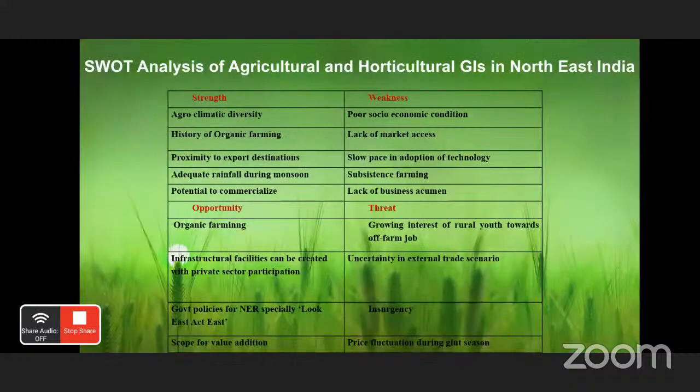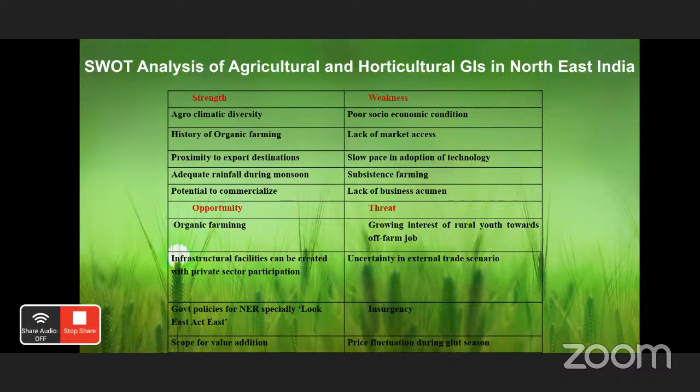So let us see the SWOT analysis of agriculture and horticultural GIs in the Northeast part of India. What are our strengths? First, the agroclimatic diversity. We all know that we are very rich in biodiversity. There is agroclimatic diversity, so there are numerous potential products. There is a history of organic farming. Traditionally, all the products have been produced organically. There is also proximity to export destinations, as we have some neighboring states where we can export our products.